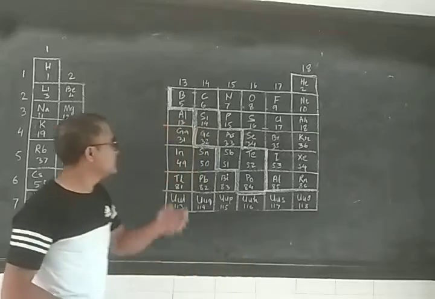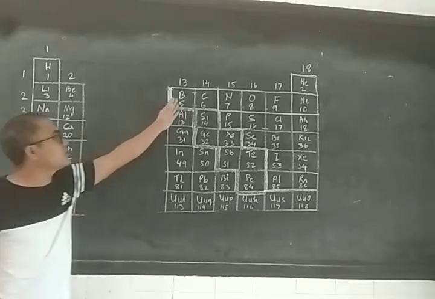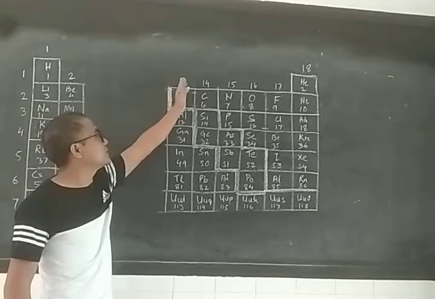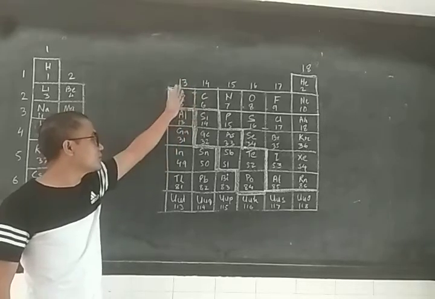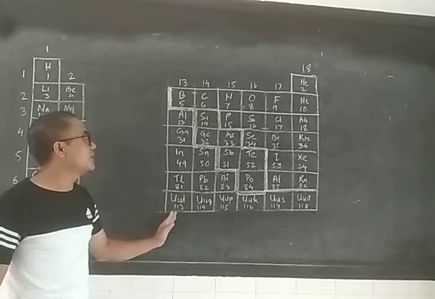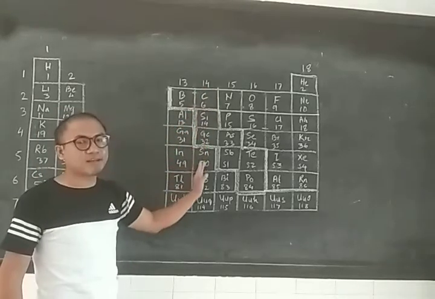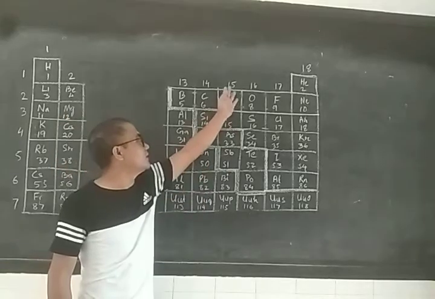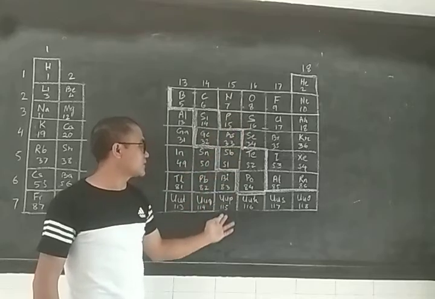All of this group will have only 1 valence electron. Beryllium, magnesium, calcium will have 2 valence electrons, including radium. Group number 13: boron, aluminium, will have 3 valence electrons. Group 14: carbon and silicon will have 4 valence electrons. Group 15: nitrogen, phosphorus will have 5 valence electrons.